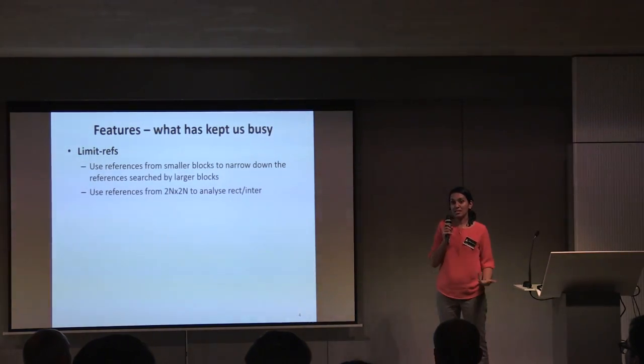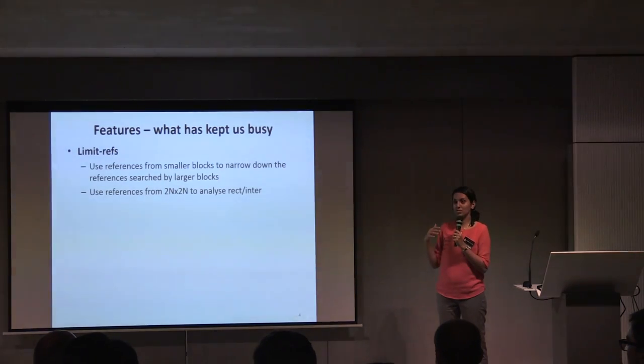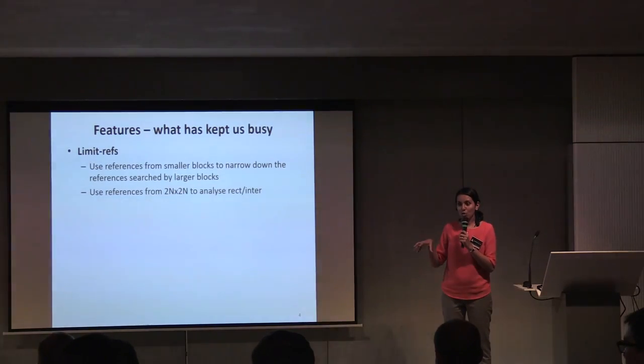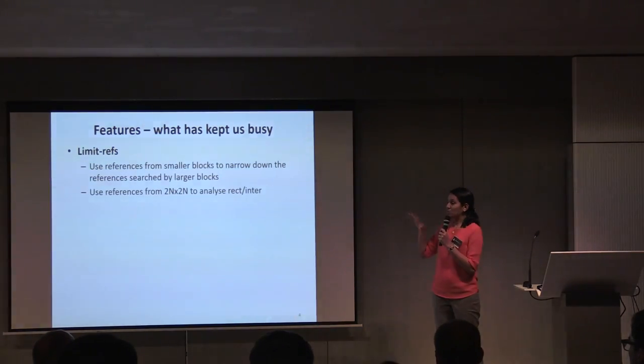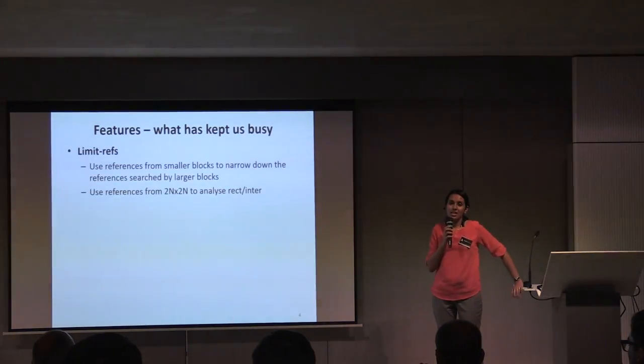One of those that we added was limit refs, which at a block level intelligently chooses the references to be used for prediction, as opposed to the user specifying the number of references. If the user specified 3 or 5, it would always analyze 3 or 5 references. But now the encoder intelligently chooses, based on heuristics, which references to analyze and which ones not to. It uses references from smaller blocks to decide what reference to analyze for the larger block. Similarly, at 2N by 2N size, it saves those references, and when it does intra and rect and inter analysis, it uses those references.